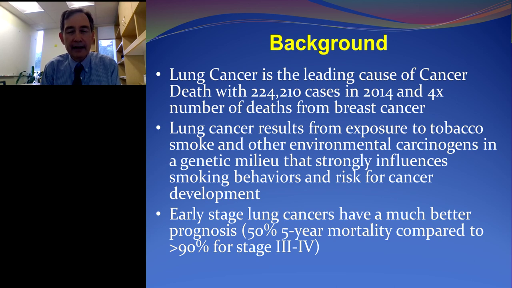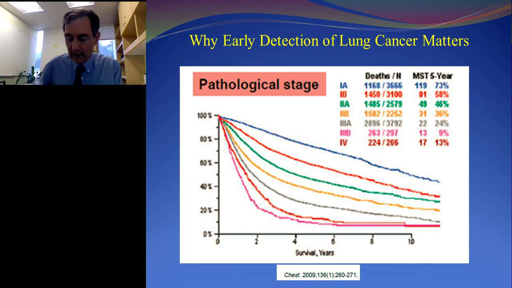Something like 85% of the attributable risk for developing lung cancer comes from cigarette smoking, and there are other occupational exposures that can increase risk, but we also know that the genetic milieu may support or protect from getting lung cancer. Early stage lung cancer has a much better prognosis than late stage cancer, as is true for many others.